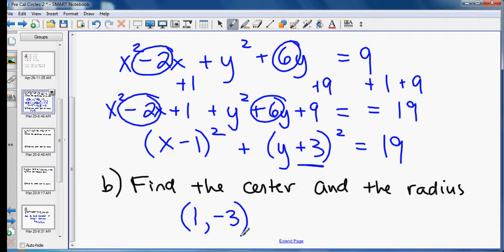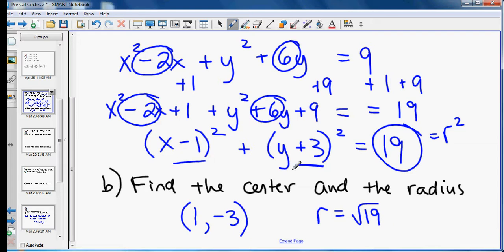And the radius, remember, we always squared the radius to get this part right here. This part is equal to r squared. So to get the radius, we just take the square root of that, and we get the square root of 19. So if you notice, for the center, we really just look at these numbers and then flip the signs. We had a -1, so we change it to a +1. We had a +3, then we change it to a -3. And then 19, we took the square root of that to get the radius.